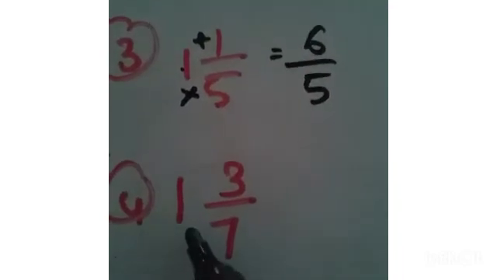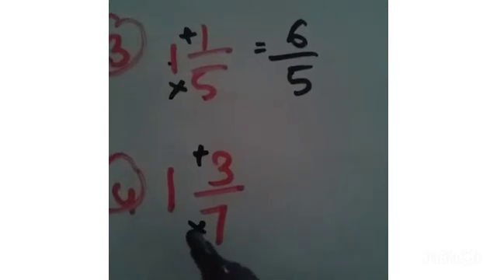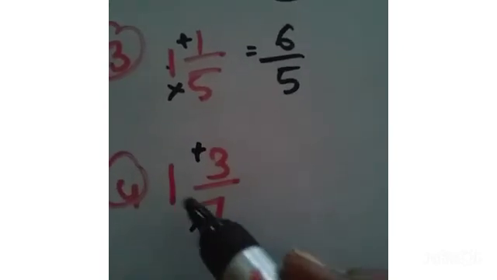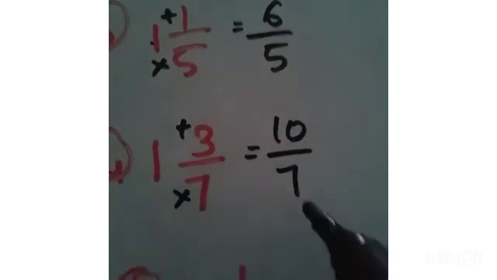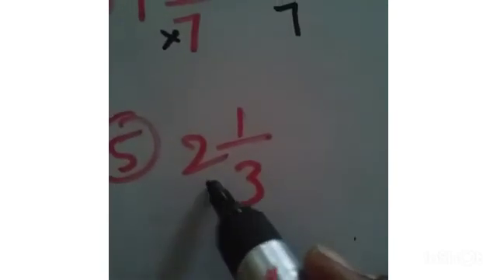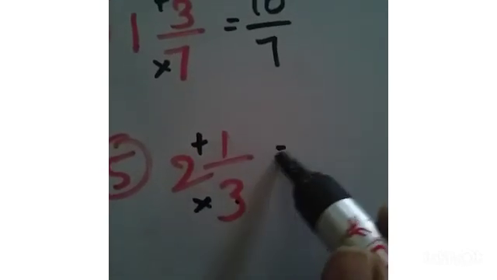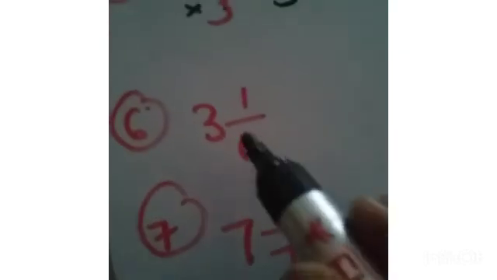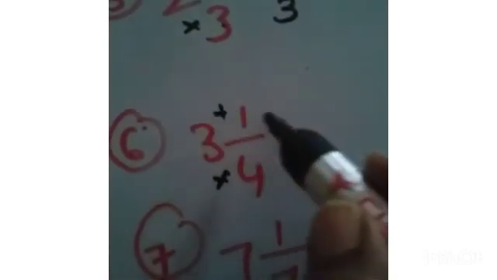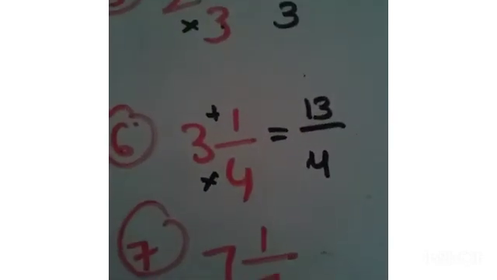Next, fourth one, multiply, plus. First you have to keep here multiply, plus. 7 ones are 7, 7 plus 3, 10. 10 by 7. Next, fifth one, multiply, plus. 2 3s are 6, 6 plus 1, 7 by 3. Next, sixth one, 3 4s are 12, 12 plus 1, 13 by 4.